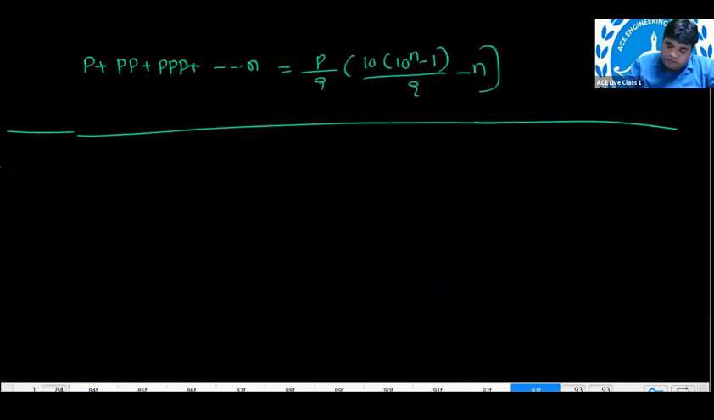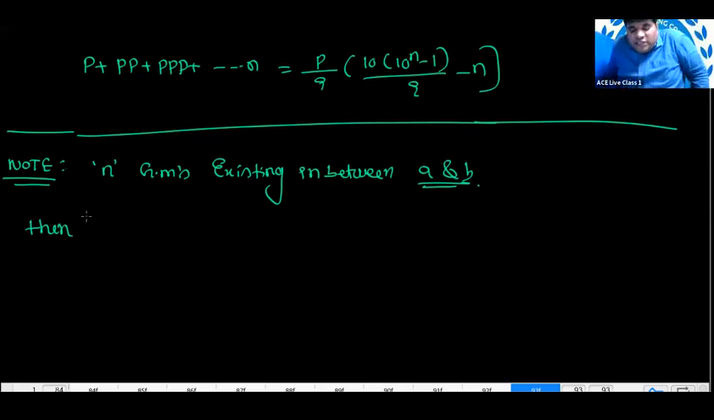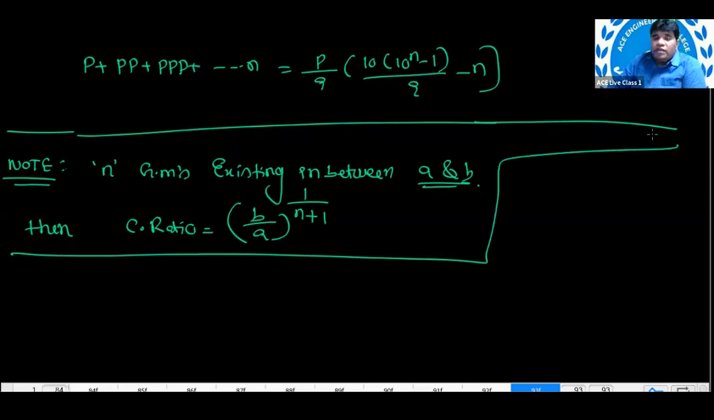Next note. If n geometric means exist in between A and B, then the common ratio is equal to (B by A) whole power 1 by n plus 1.